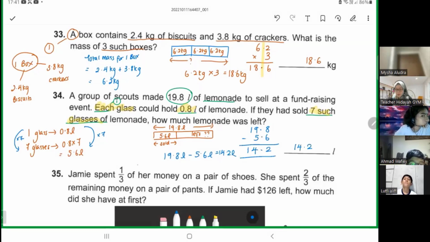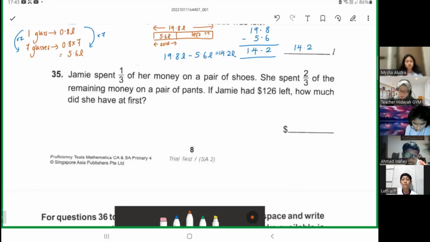Okay? Right, I want you to copy down this one first before I move on to 35. Jamie spent 1/3 of her money on a pair of shoes. She spent 2/3 of the remaining money on a pair of pants. If Jamie had $126 left, how much money did she have at first?